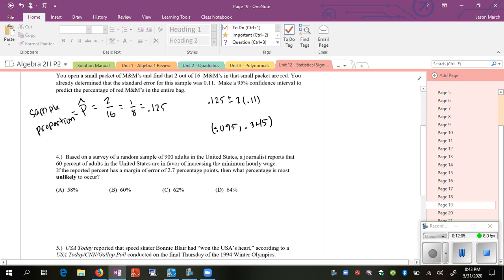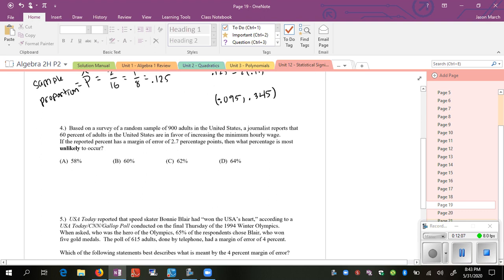All right, so now let's answer some context-based questions. 60% of adults in the US are in favor of increasing the minimum hourly wage. So we have 0.6 plus or minus. Margin of error is 2.7. So this time I'm not going to be doing 2 times 0.27. I'm actually going to just be doing 0.27 because it already has that multiplier of 2 within it.